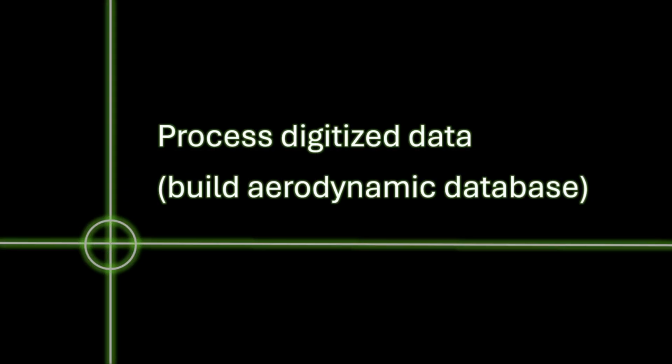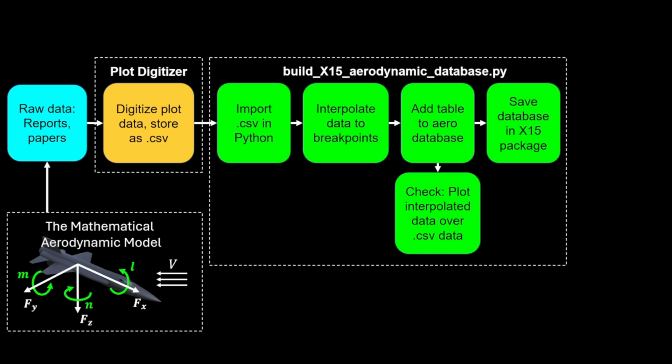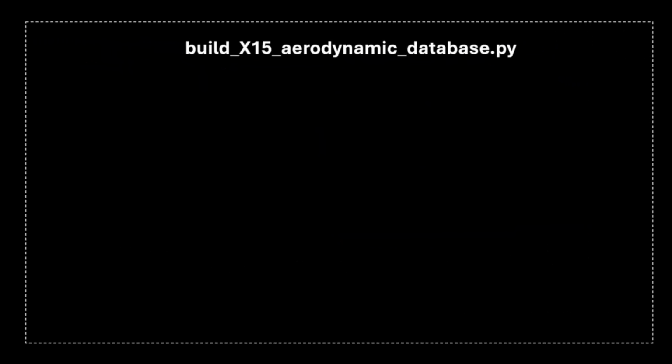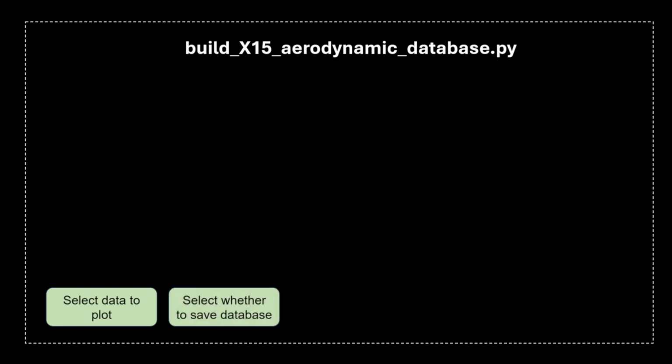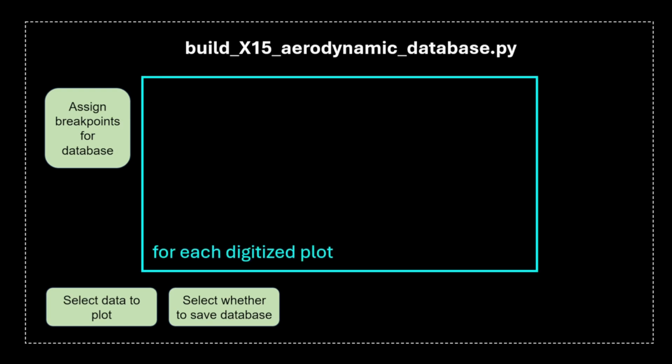We are now ready to transform our digitized raw data to an aerodynamic database. Building this database involves several steps as previously outlined. We now go into more detail on what is contained in the Build X-15 aerodynamic database script. Up front, the user selects their desired plots and whether to save the database generated. The desired breakpoints for the database are defined. The remainder of the script performs the following actions for each digitized plot.